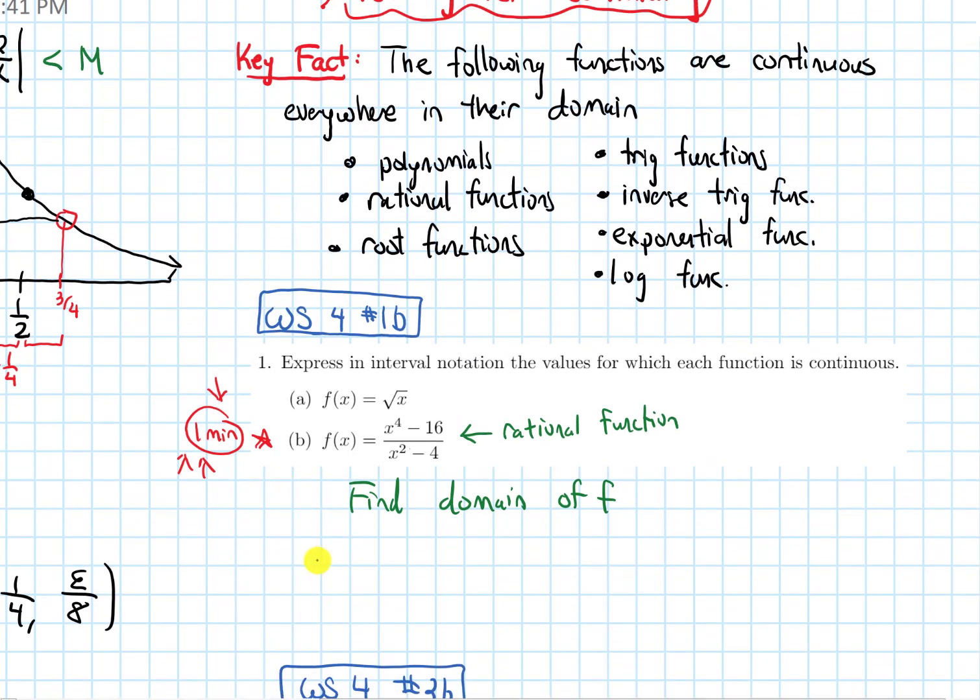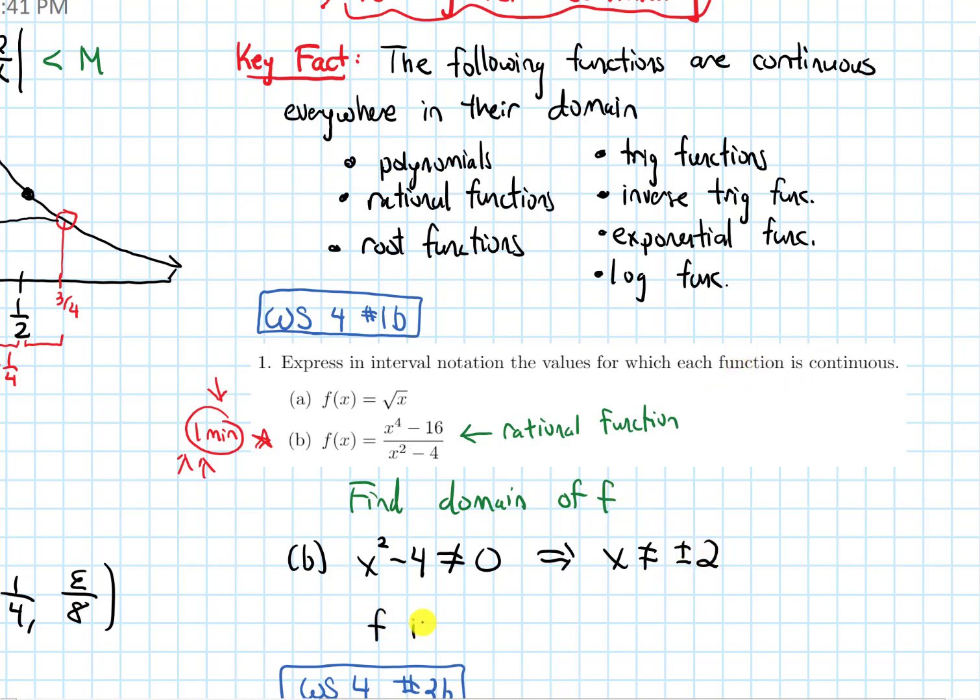So we are working with b here. The only thing that I have to worry about is the denominator, x squared minus 4, should not be equal to 0. And that means x cannot be equal to positive or negative 2. Those are the only values that are not in the domain of f. Those are going to be the only places our function is not continuous.